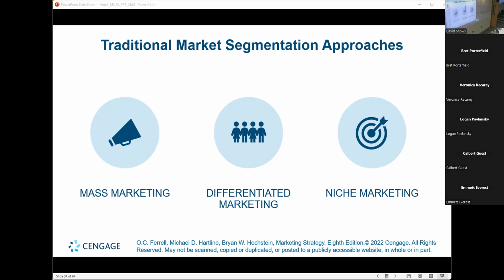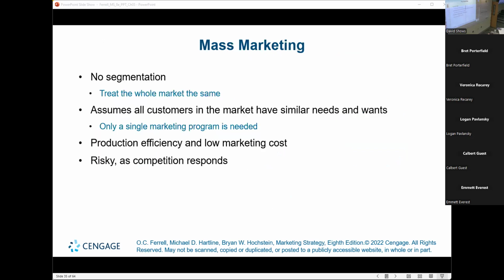So these are the ones, if you were to ask about on the test, and they were looking at segmentation approaches, these are the three. The first is mass marketing, where there's no segmentation at all. It assumes all the customers have similar needs and wants, and only a single marketing program is needed. Usually you're also talking about goods that have a broad appeal, such as Coke. All right, that would be an example.